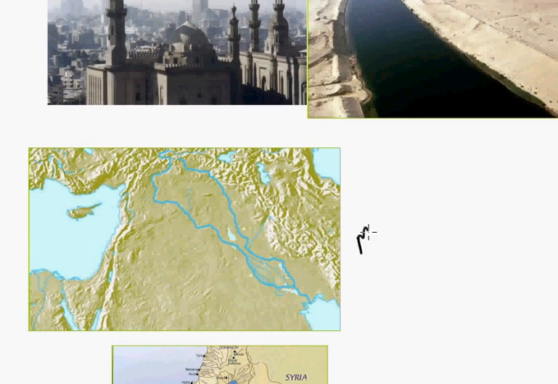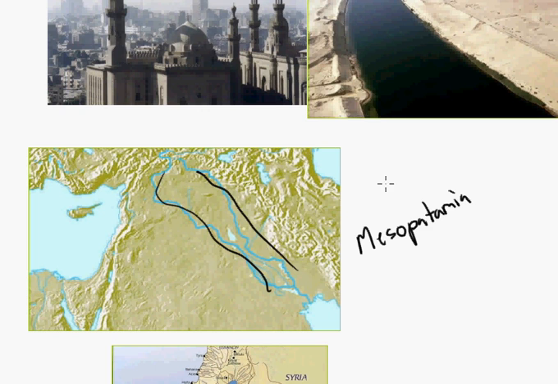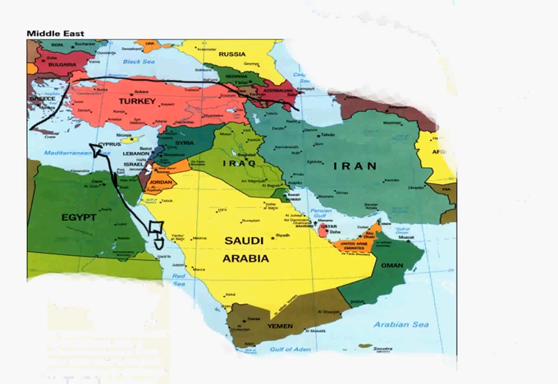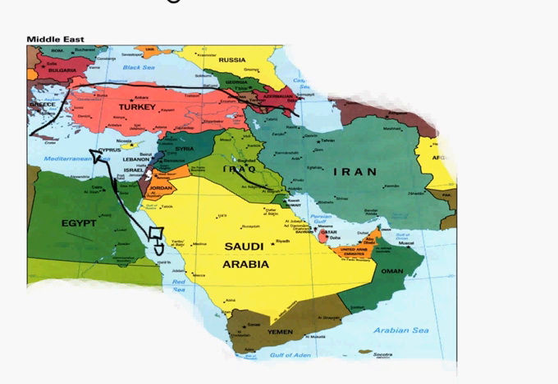Another term I want you to know, Mesopotamia. This is the land between the two rivers, the Tigris and the Euphrates. Euphrates right here, Tigris right here. The land in between, that's Mesopotamia. Rivers are very important. Again, that would be right up in here.